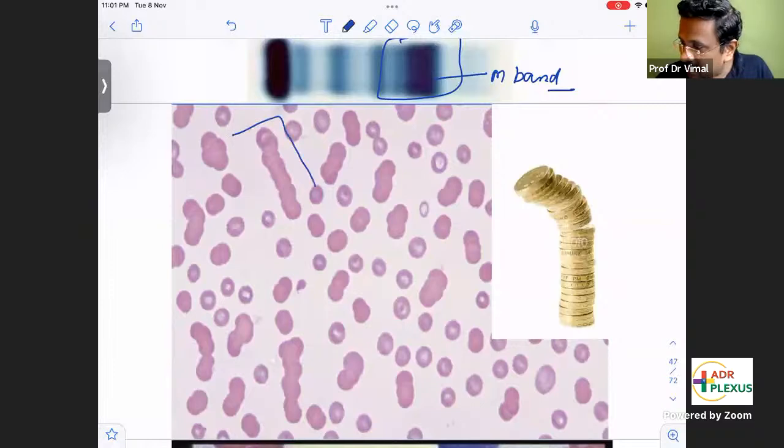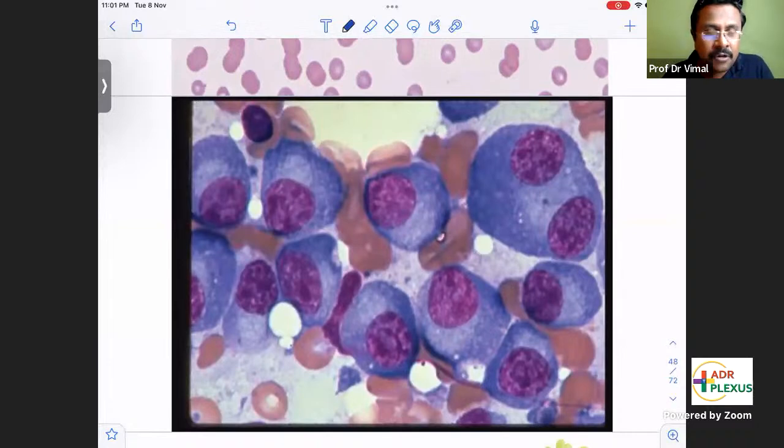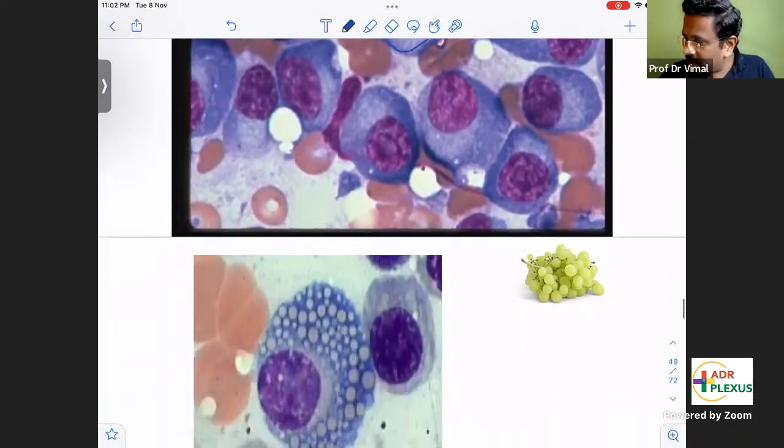When you see RBCs stacked like coins one after the other, this finding is called rouleaux formation. Very good. So this is how you identify a plasma cell. Plasma cells will have an eccentrically placed nucleus, that is, the nucleus is placed over one edge of the cell, and you will see a perinuclear halo. Around the nucleus you will see a larger amount of empty space.